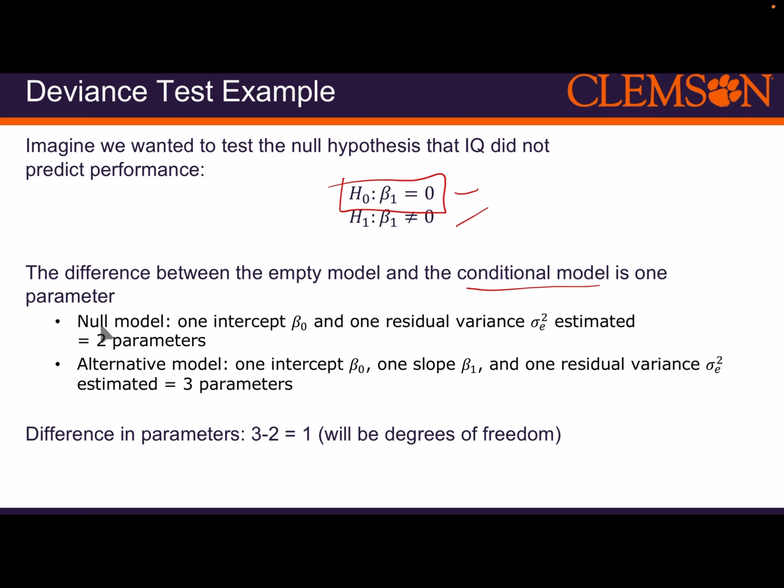So here, in the null model, we have one intercept and one residual variance, or two parameters. In the alternative model, we have one intercept, one slope, and one residual variance, or three parameters. So the difference in log likelihoods times -2 will be compared with chi-square with 1 degree of freedom, which comes from the difference in number of parameters.